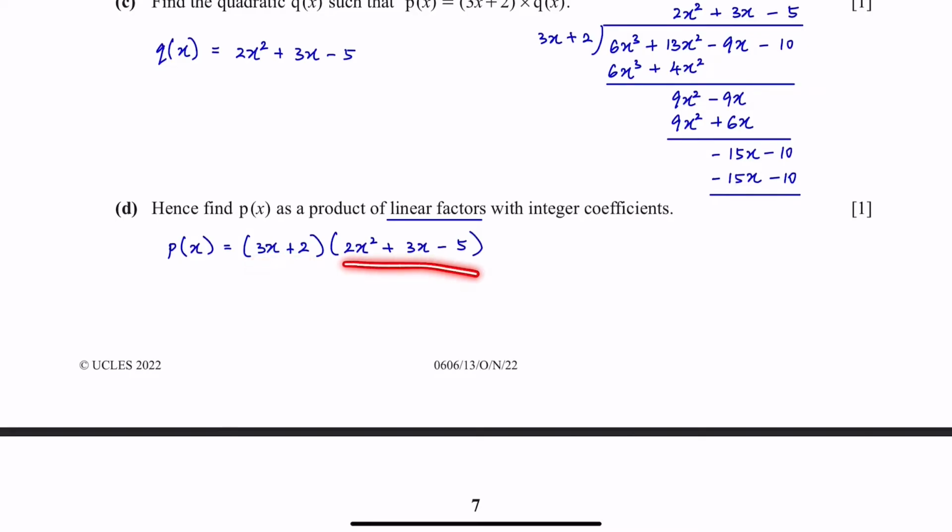So now we need to change this into two linear factors. So we need to factorize it. So 3x plus 2 remains the same. And now we factorize this to get 2x plus 5 and x minus 1.